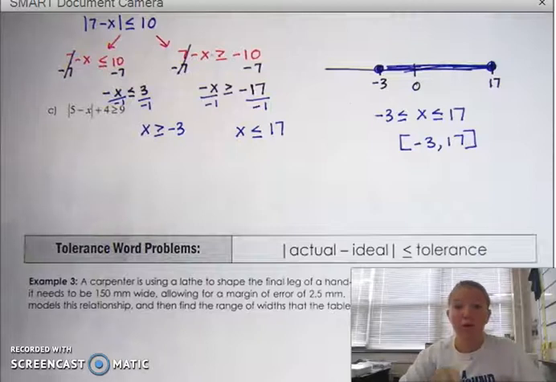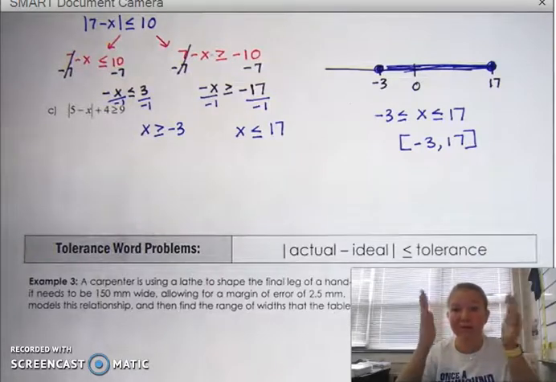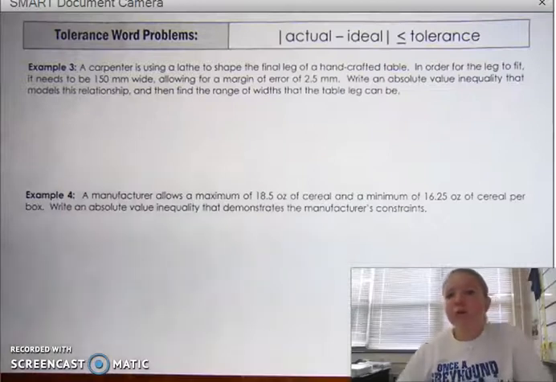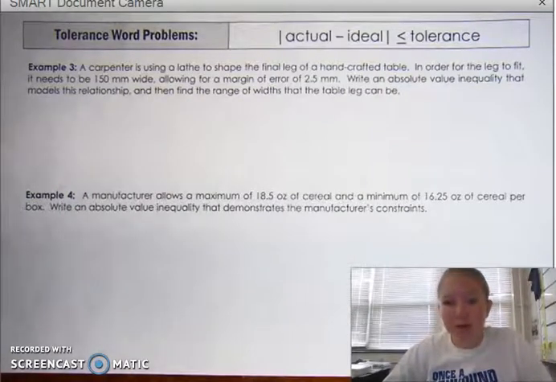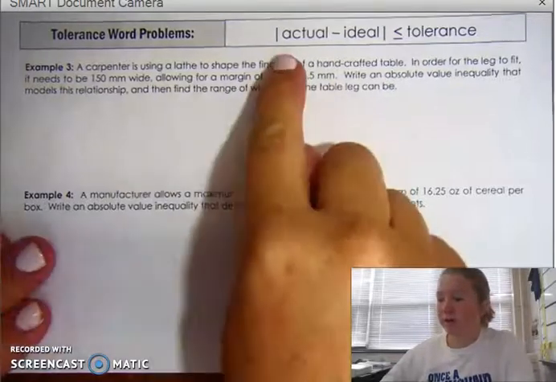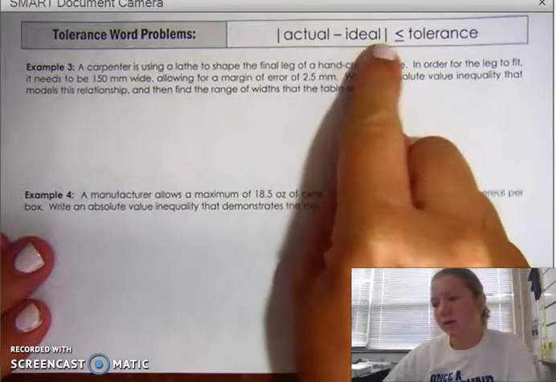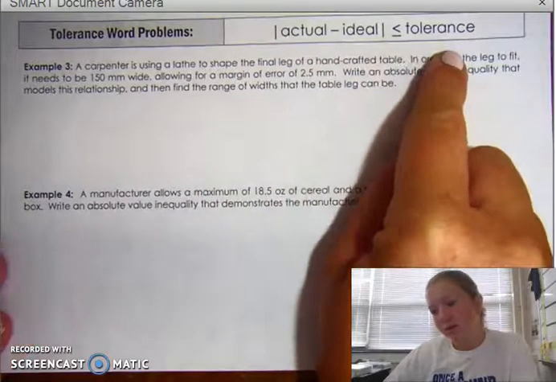And so we'll have 2 intervals where we're not connecting in between. So you will have a union in your interval from there. Now we're going to take a look at some real-life applications of absolute value inequalities. And we call these tolerance word problems. So your setup for these will always be the absolute value of the actual minus the ideal is going to be less than or equal to the tolerance.